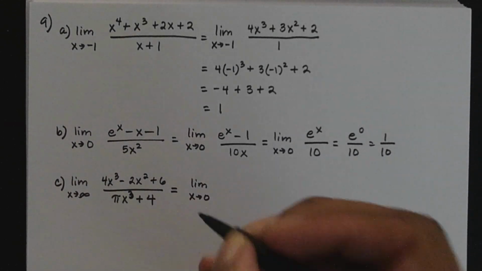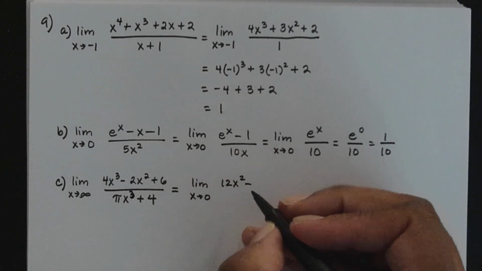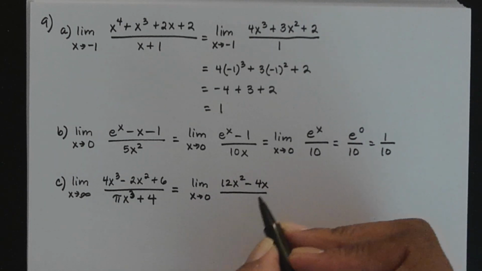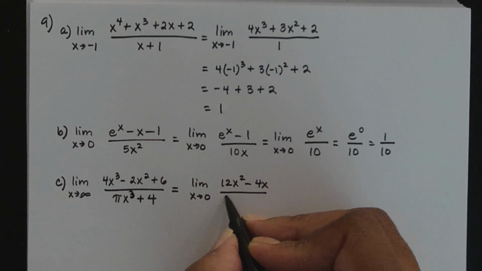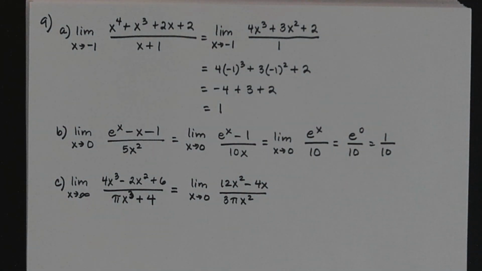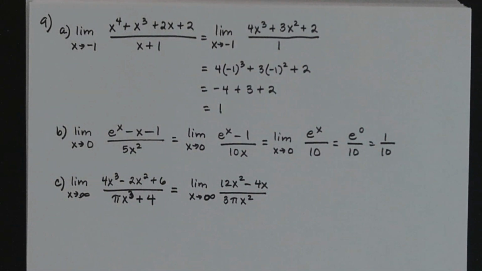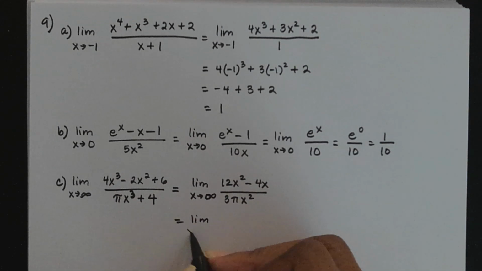So the derivative of 4x cubed would be 12x squared, minus the derivative of 2x squared, which would be 4x. And then the derivative of pi x cubed: bring this 3 down, it'll be 3 pi, then the x will be squared. Well, I still got infinity over infinity. What, x approaches infinity, that should be infinity. I've been used to putting x approaching 0. Okay. Now, let's use L'Hopital's rule again.